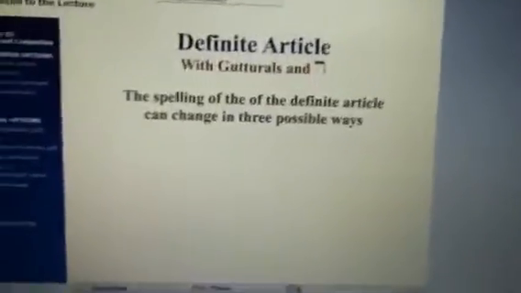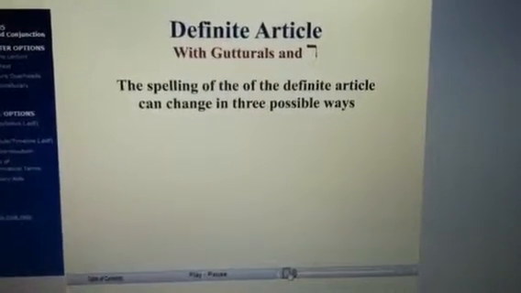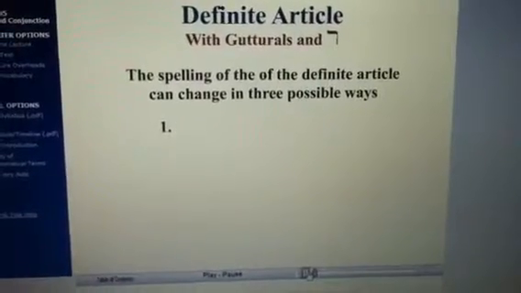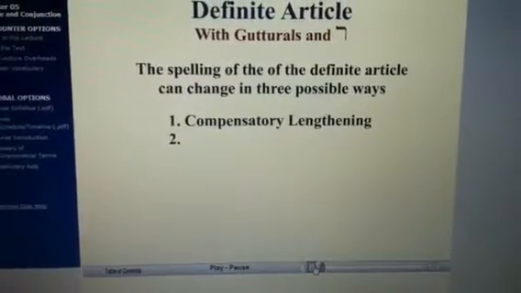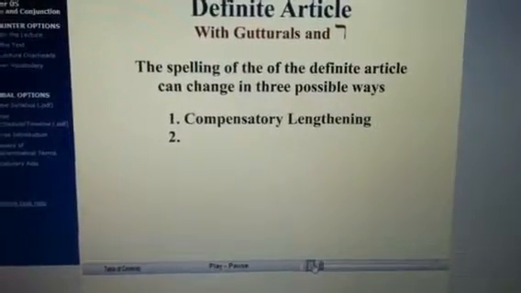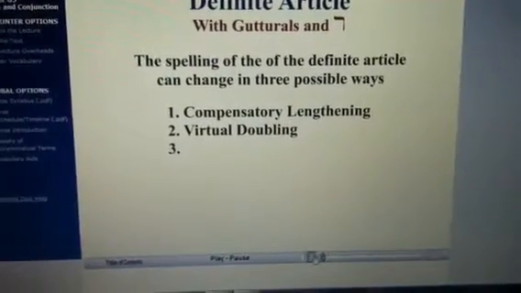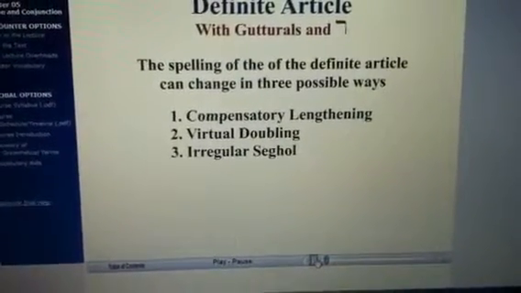Handout 5D, section 5.4 in the grammar. We explained that in this circumstance, the spelling of the definite article can change in three possible ways. First, we can encounter what is called spelling with compensatory lengthening. Secondly, we can encounter spelling with what is called virtual doubling. And thirdly, we can encounter spelling of the article with irregular segol.